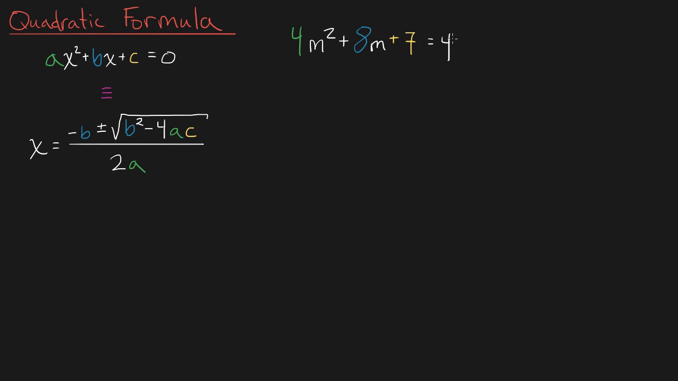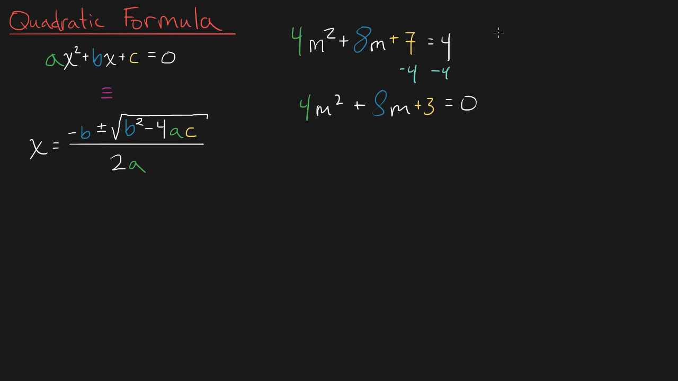And so I need to just combine my terms or remove this positive 4 from the right-hand side before I can employ the quadratic formula. So I'm going to do that. I just subtract 4 from both sides, and then the new version of this equation is 4m squared plus 8m, and then 7 subtract 4 is 3, so plus 3 is equal to 0.